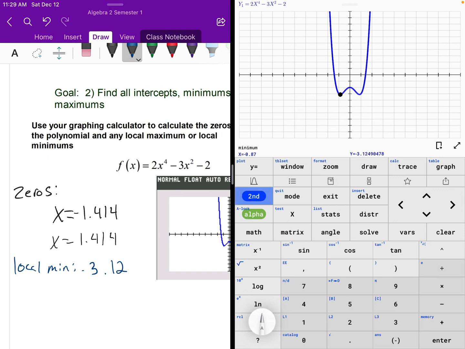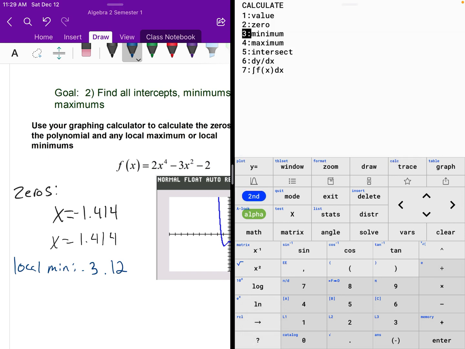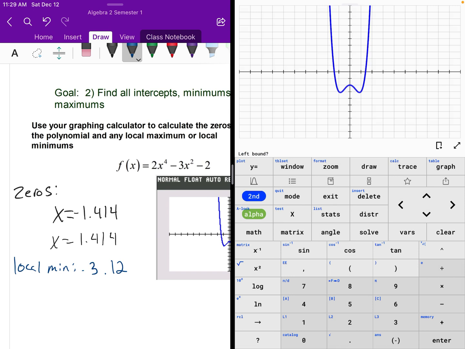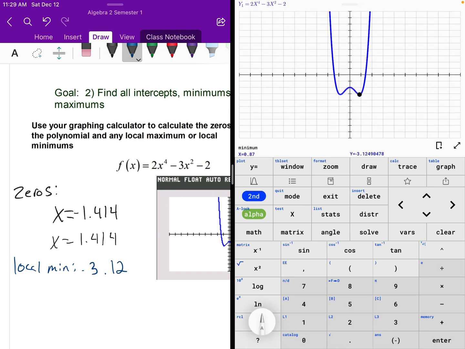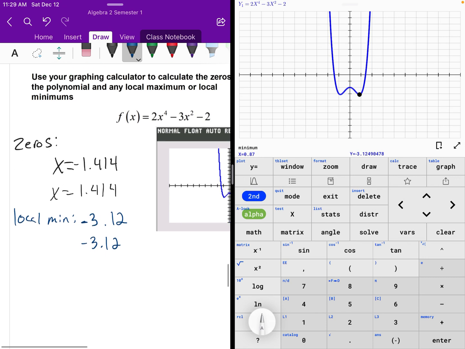Let's go ahead and find that next one. Second trace, minimum. Okay, I'm going to use 0 to 2 in this case, because that lowest point falls somewhere within there. And that one is, again, negative 3.12. Now, they're exactly the same value, but they are 2 separate local minimums, so you do need to write both of them, even though they are the same number.